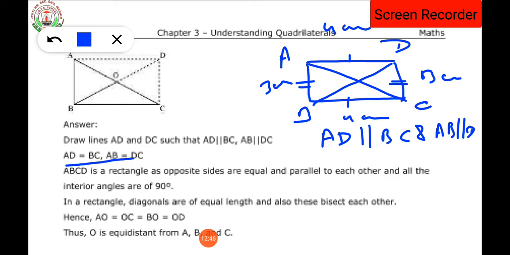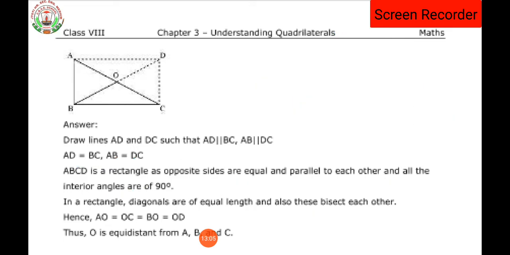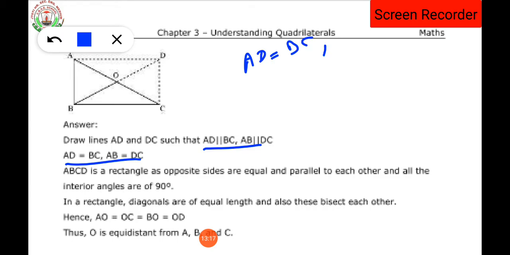ABCD is a rectangle as opposite sides are equal and parallel to each other and all the interior angles are of 90 degree. Clear? Then in a rectangle the diagonals are of equal length and also bisect each other. As the opposite sides of our rectangle are parallel to each other, that means the opposite sides are of equal length, isn't it? Up to here understood everyone?